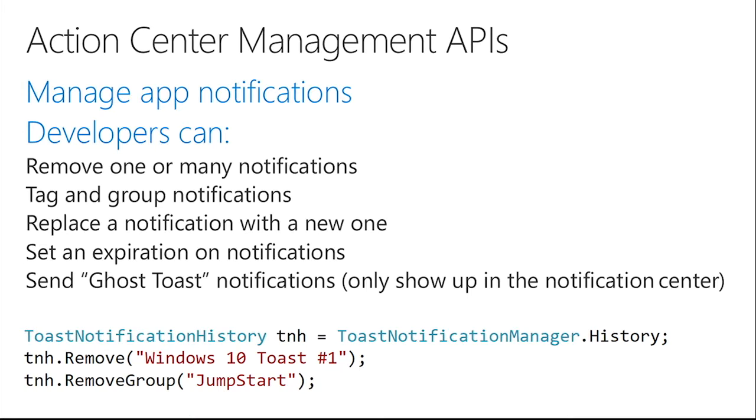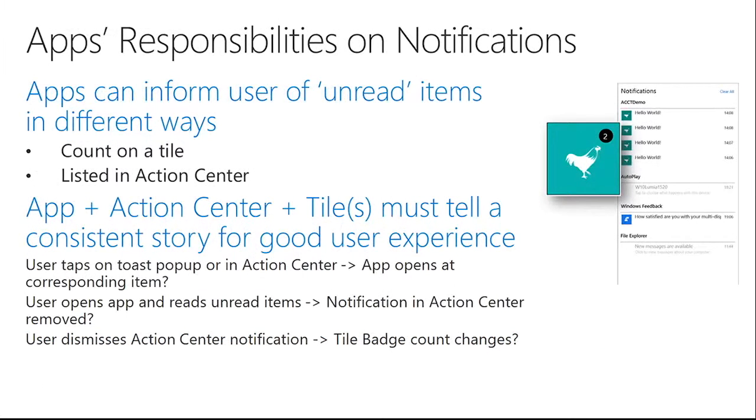And you use the Toast Notification Manager APIs to do all this stuff. There's a little snippet at the bottom showing an example of removing a particular toast by title or removing a particular group. You can also get events too. If somebody swipes away a notification, your application can be woken up. I'm coming to that in just a minute.